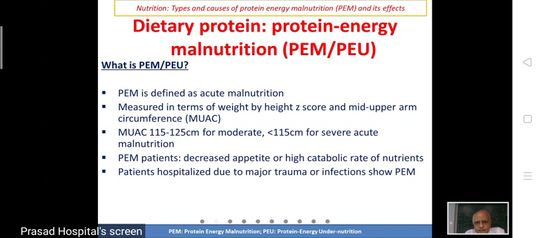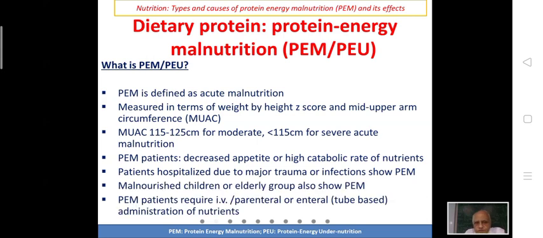These PEM patients, or protein energy malnourished patients, show decreased appetite or a high catabolic rate of nutrients. They metabolize the nutrients very fast, but they don't feel like eating. It is also seen in patients hospitalized due to major trauma or infections. If somebody comes with gastritis or major trauma and is hospitalized, and they don't feel like eating, then malnutrition is also taking place.